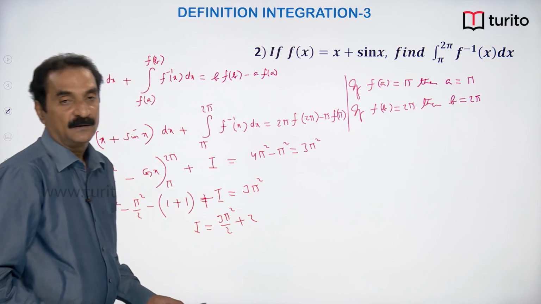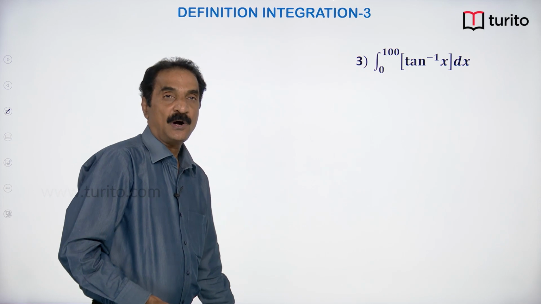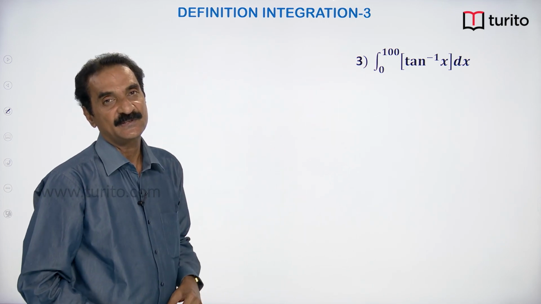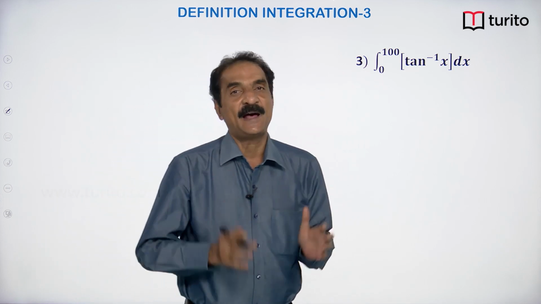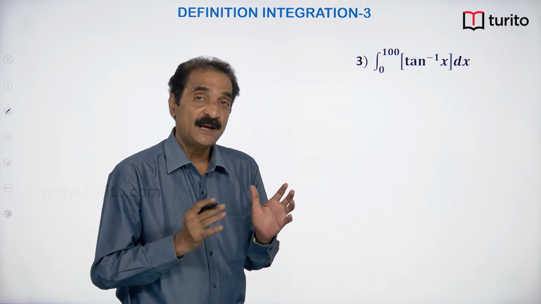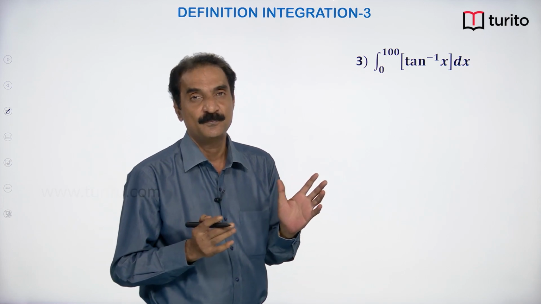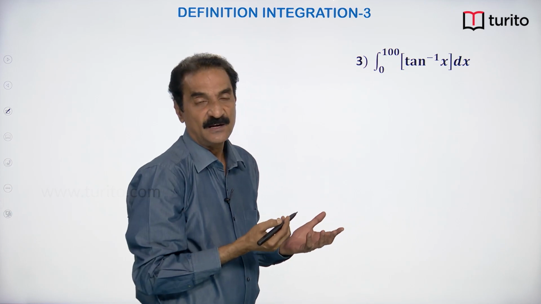Okay. Next question, integral 0 to 100 of the integral part of tan inverse x dx. We know that the range of tan inverse x is minus pi by 2 to plus pi by 2, but when x is positive, the range of tan inverse x is 0 to pi by 2. Here 0 to 100 means it is a positive interval.